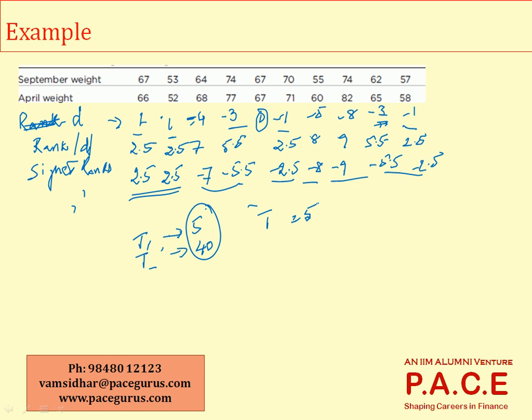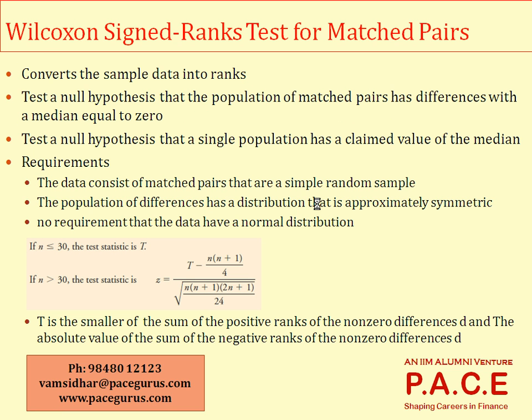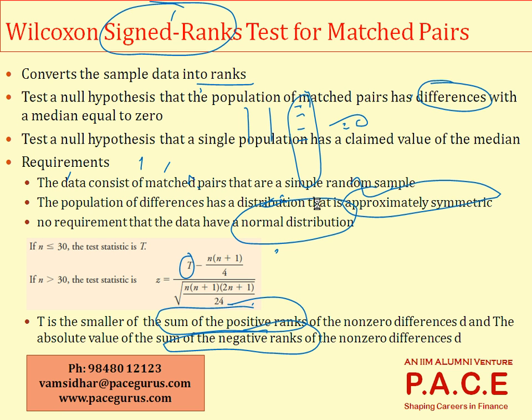Now I'll come back to the formula. If the sample size n is less than 30, the test statistic is t itself. In this case, our sample size is only 9. I should not consider that value which is having a difference of 0. Only positive and negative differences need to be considered. So my sample size is 9, which is less than 30. So I'll say the test statistic is t, which is equal to 5 in this case.